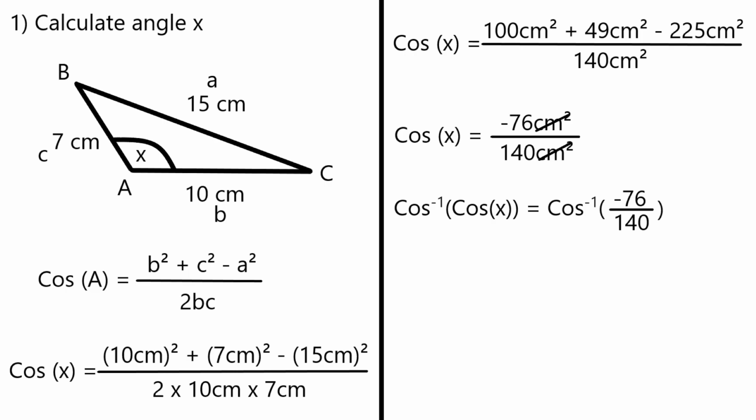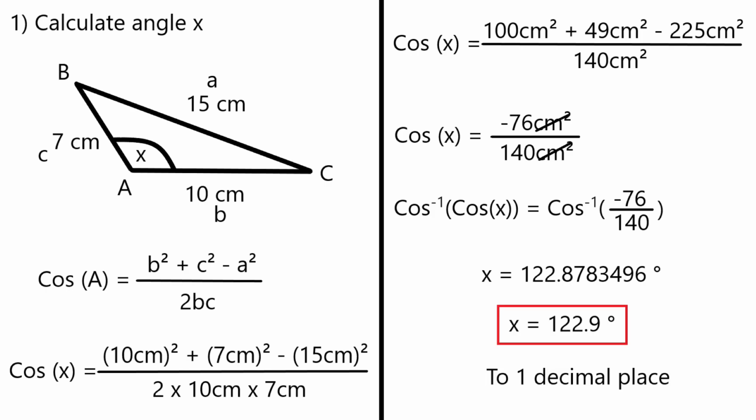So on our left hand side, when we do cos to the minus 1 of cos X, this cancels out to just give us X on the left hand side, which is great because that's what we want. And on the right hand side, we just do cos to the minus 1 of minus 76 over 140. You can do this on your calculator by doing shift cos to the minus 1 and literally just putting that value in. So on our left hand side, we're going to be left with X, and on our right hand side, using the calculator, it's going to be 122.8783496 degrees. Simplified to one decimal place, that's 122.9 degrees. So it's really as simple as that.